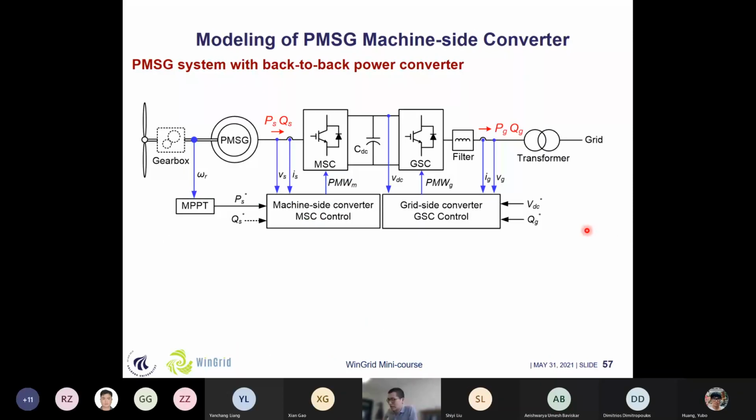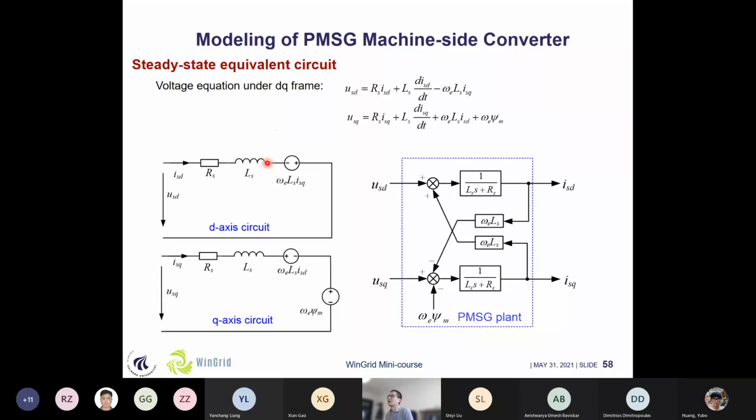Yeah, so these are some modeling for the DFIG induction generators. And if we talk about the PMSG, then we need to do different modeling, especially for the machine part, which could be different from the DFIG system. And here, if we take a look at the steady state equivalent circuit for the PMSG, we can see that it can be divided into the DQ reference frame, and the equations and the equivalent circuit under the D and Q axis are in this way.